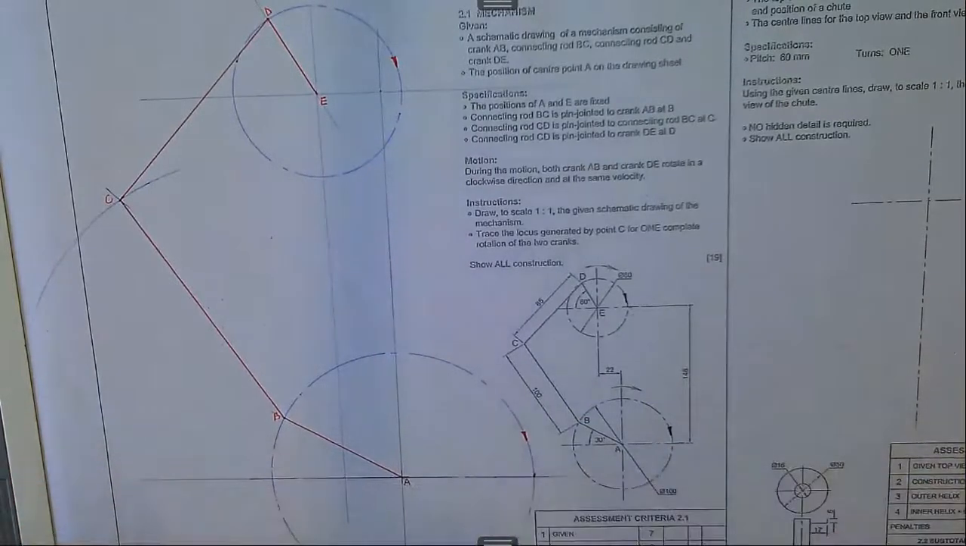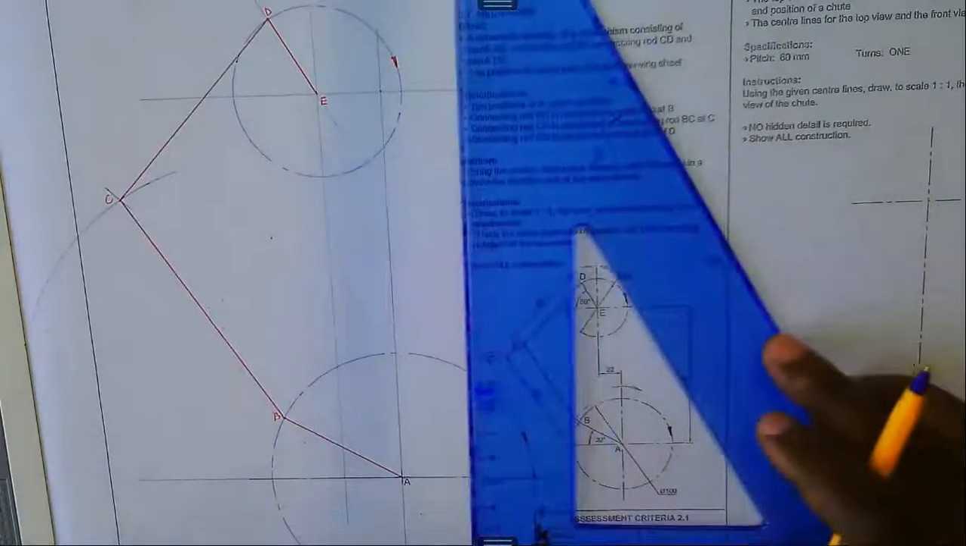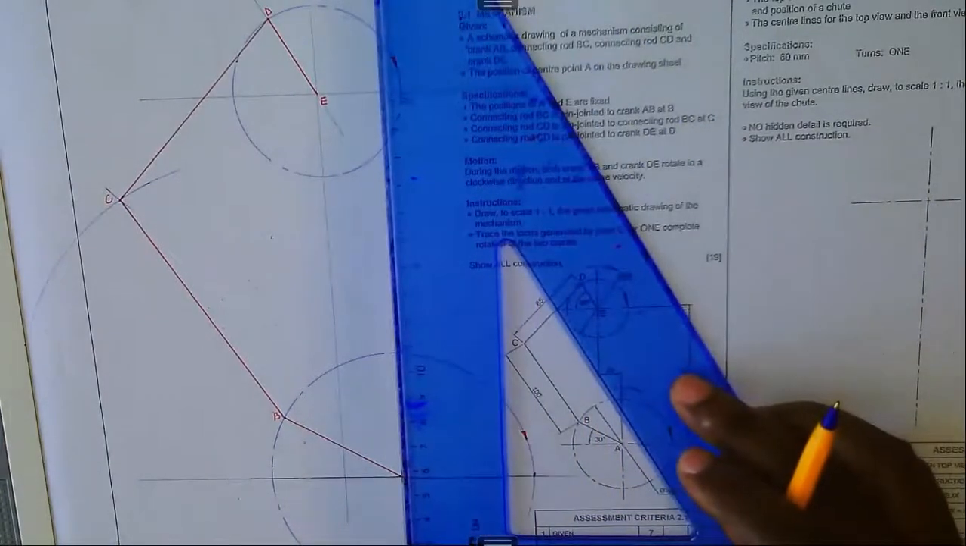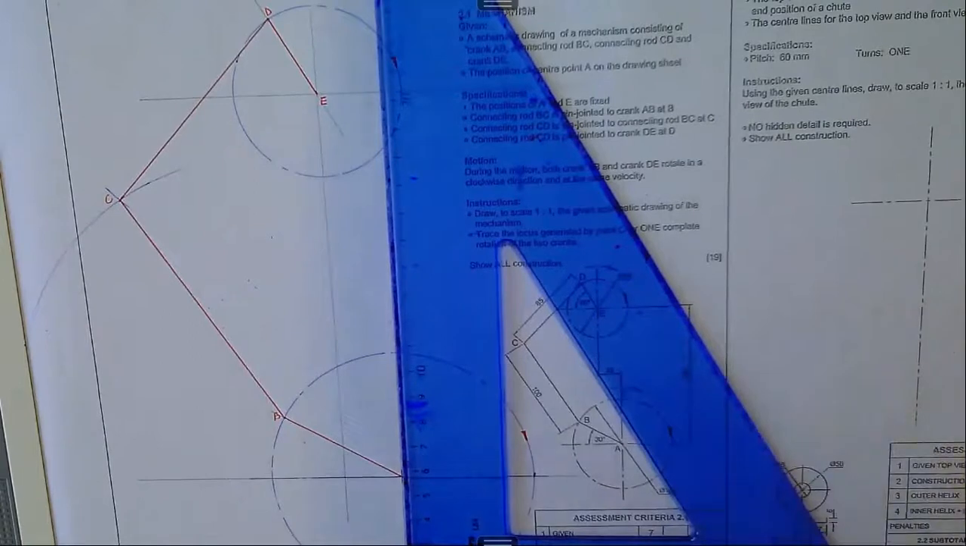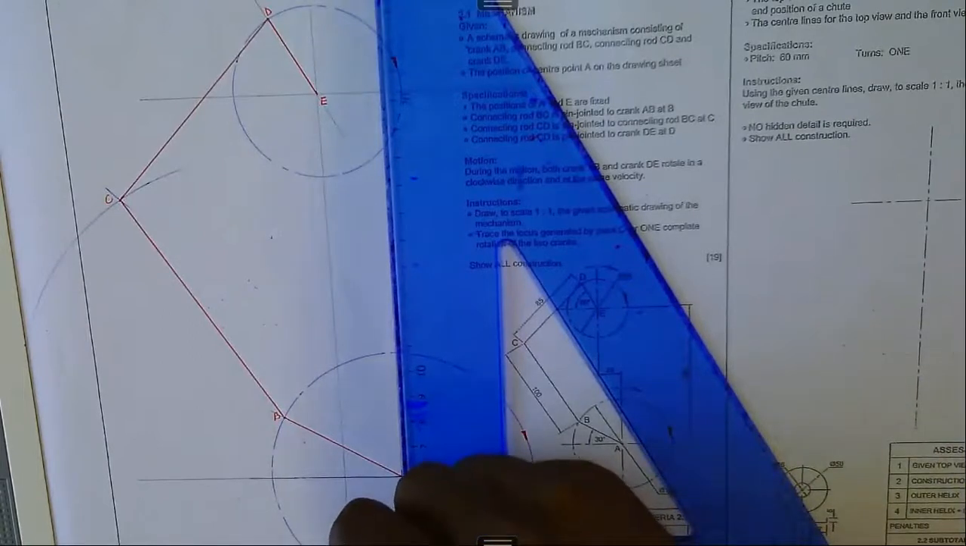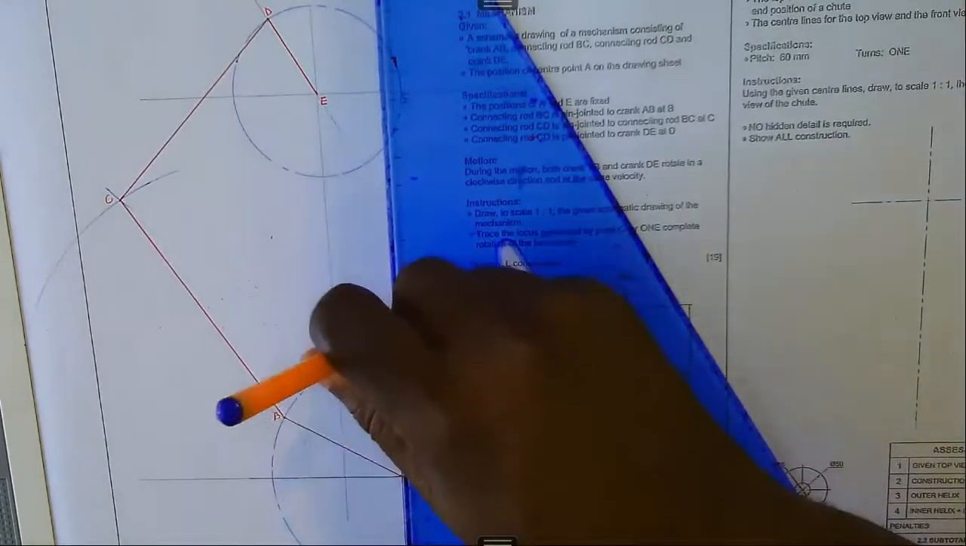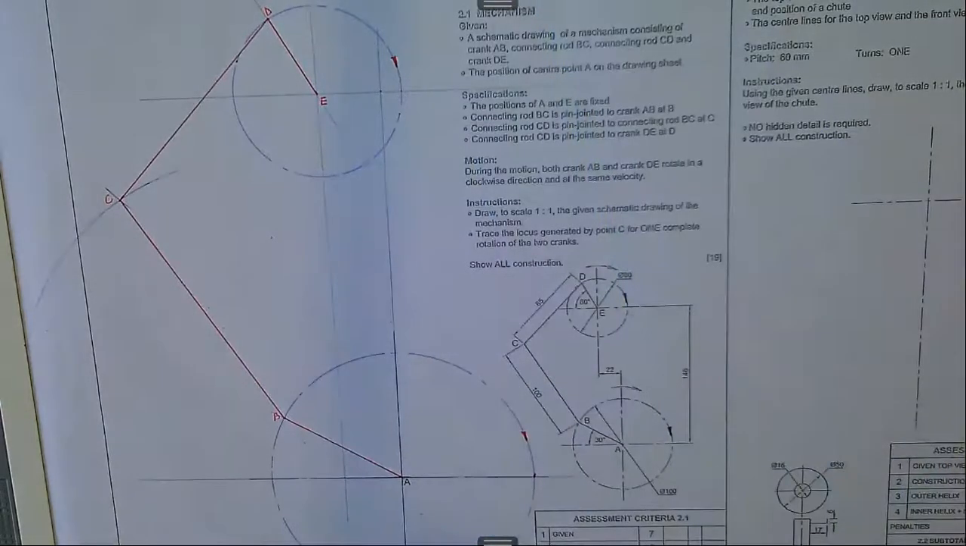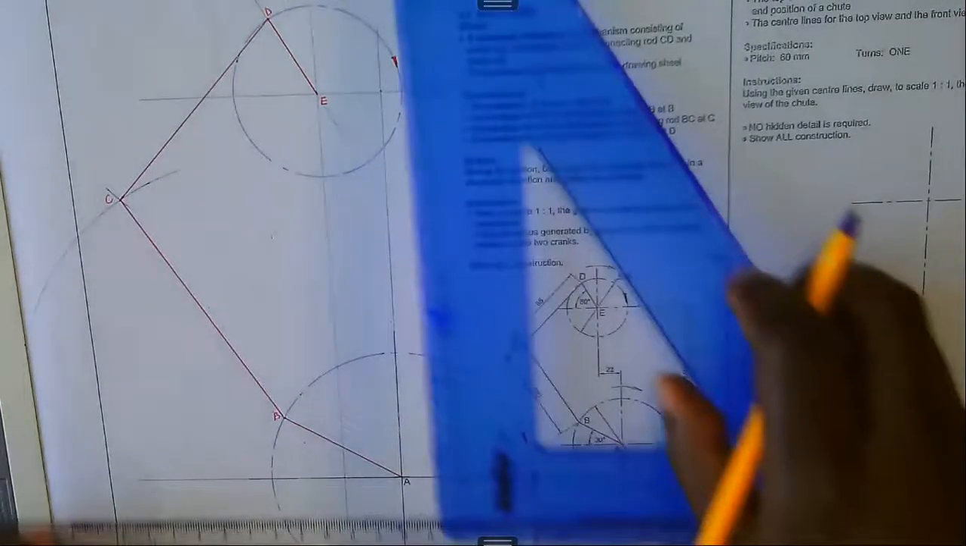This is part of the given information, so don't leave this. You need them in terms of your constructions. Like that. So we have got the center lines in position. We do the same this side as well.